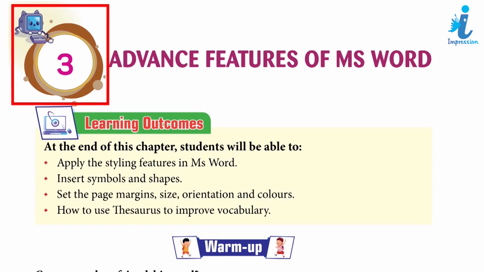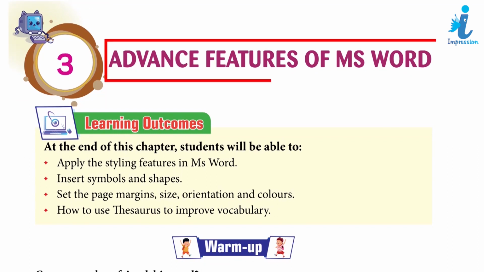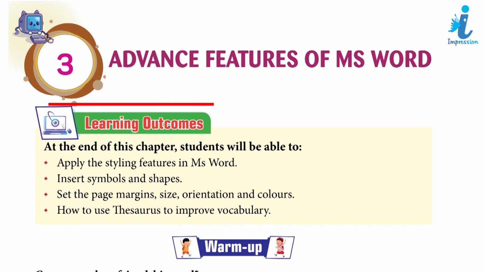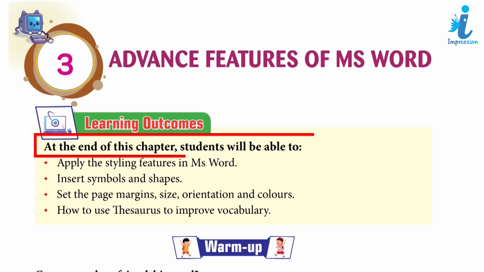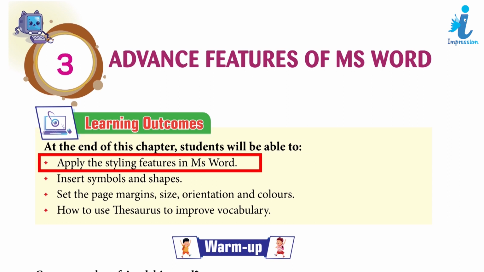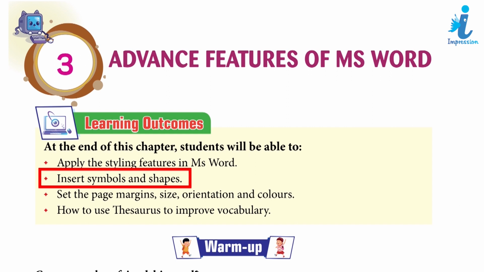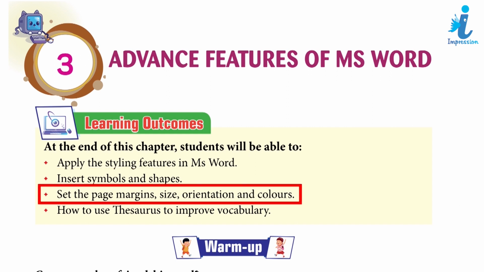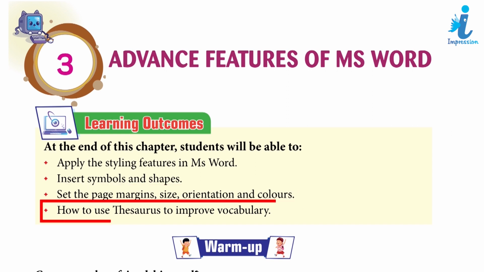Chapter 3: Advanced Features of MS Word. Learning Outcomes. At the end of this chapter, students will be able to apply the styling features in MS Word, insert symbols and shapes, and set the page margin, size, orientation and colors.